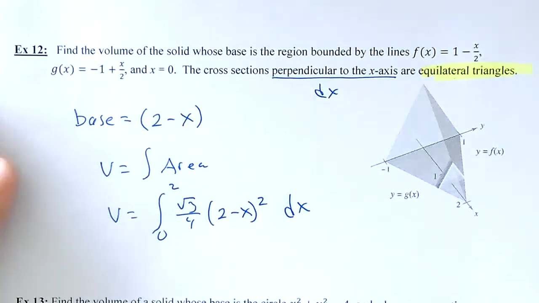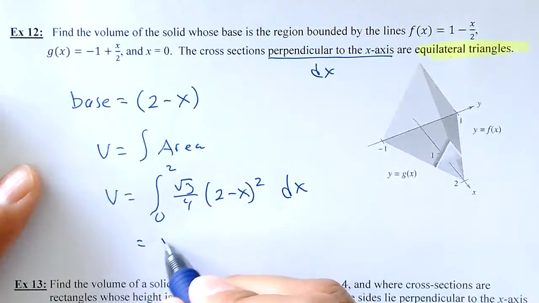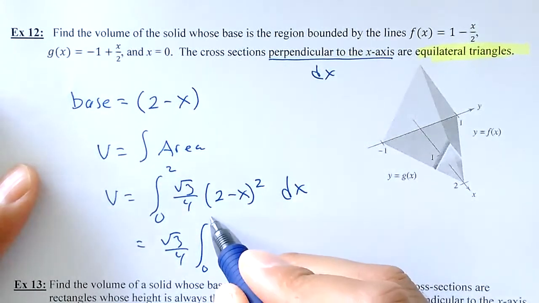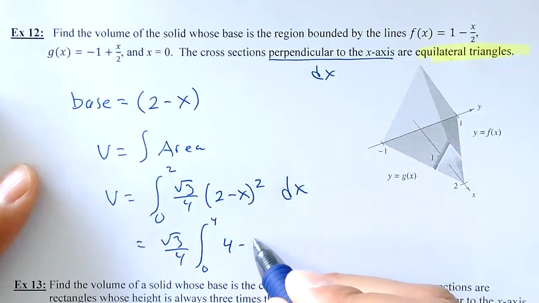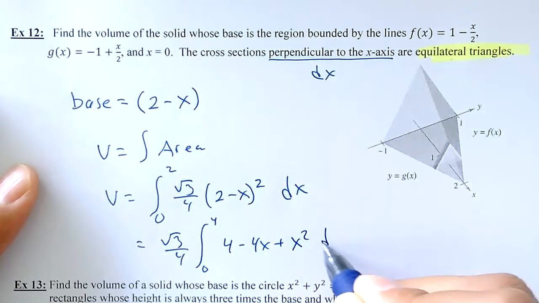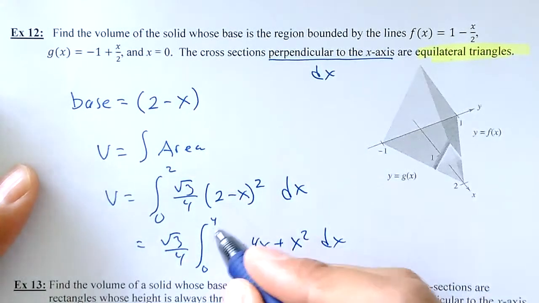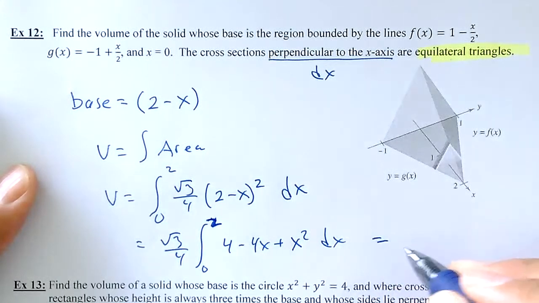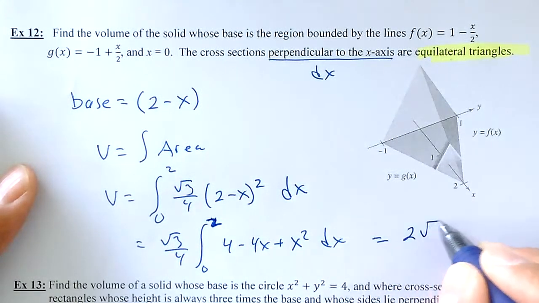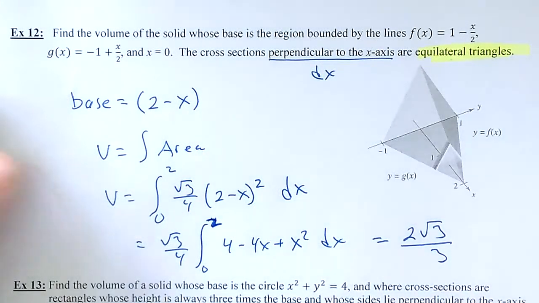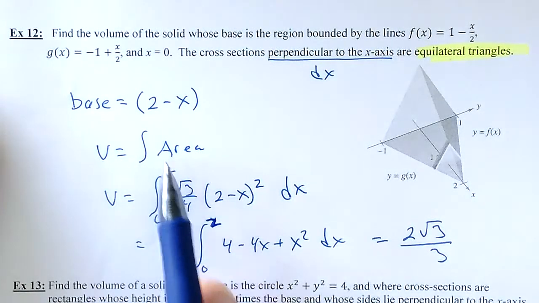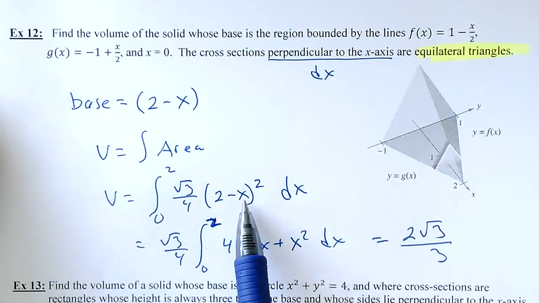So I will invite you to integrate that yourself. Some things we should know. This rad 3 over 4 is kind of in my way. I don't want to integrate that. I'm going to take it out. And then I will integrate what I have left, which I'm going to square. 0 to 2. And I'll invite you to do the work. Pause. Do a little bit of algebra. And you should get 2 rad 3 over 2. Biggest thing here is the volume is the integral of the area. The area of an equilateral triangle is rad 3 over 4 base squared.